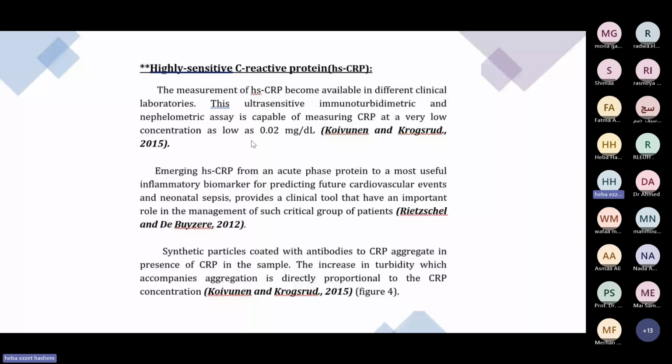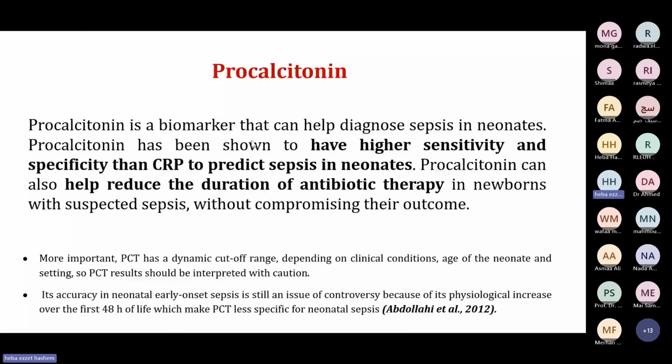Procalcitonin is being adopted in different neonatal ICUs, but it is not available in our hospital, Shams University Hospital. It has a higher sensitivity and specificity than CRP to predict sepsis in neonates, and it also helps reduce the duration of antibiotic therapy. But there are some disadvantages and limitations of using procalcitonin, including the dynamic cutoff range, depending on the clinical condition and the age of the neonates, and its accuracy in neonatal early onset sepsis is still controversial because of its physiological increase over the first 48 hours of life.